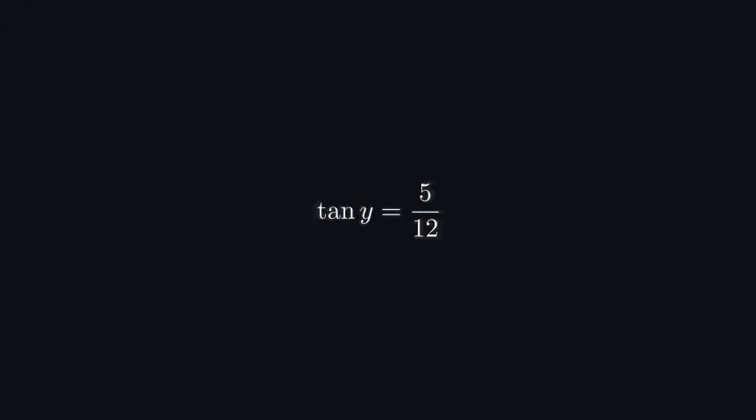Now we can find cos of y and tan of y from the same triangle. Cosine is adjacent over hypotenuse. So, cos of y equals 12 over 13. Tangent is opposite over adjacent. So, tan of y equals 5 over 12.